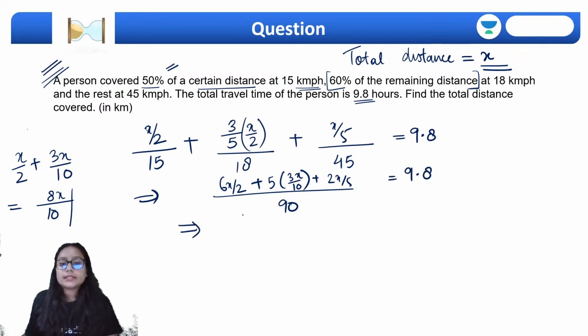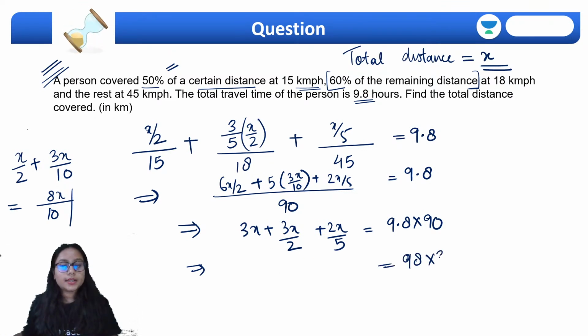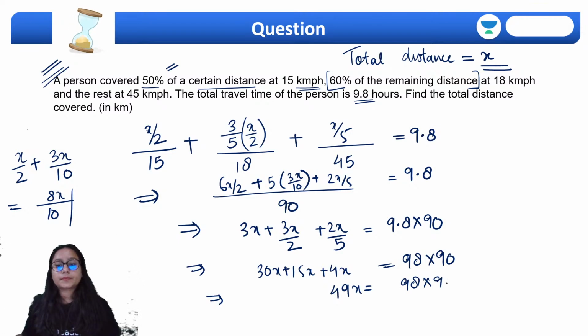Okay, solving this further, I get 3x plus 3x by 2 plus 2x by 5 is equal to 9.8 into 90. Okay, we can take 10 as the LCM again. So this will be 98 into 90 and this will be 10 is taken as the LCM. So I get 30x plus 15x plus 4x. Okay, so we get 45 plus 4, 49x is equal to 98 plus 90.